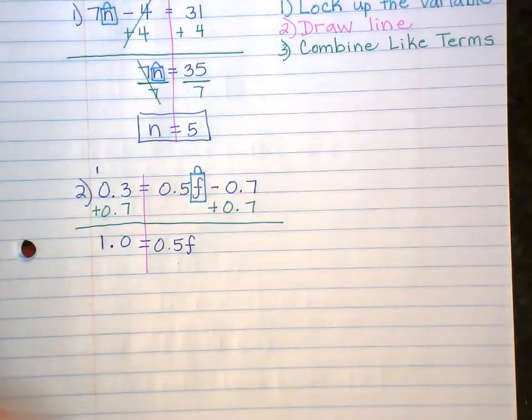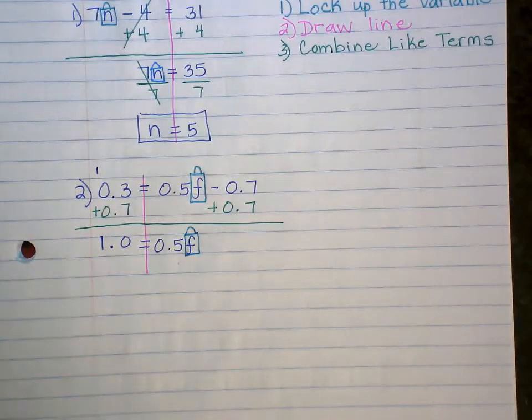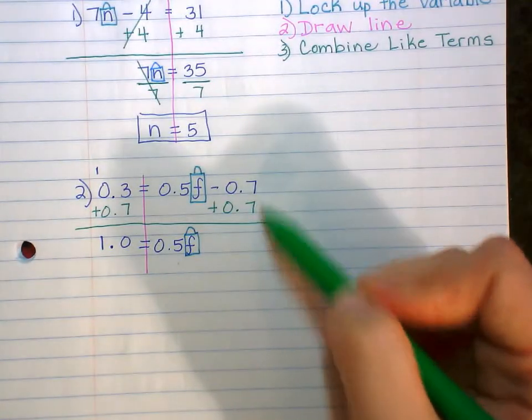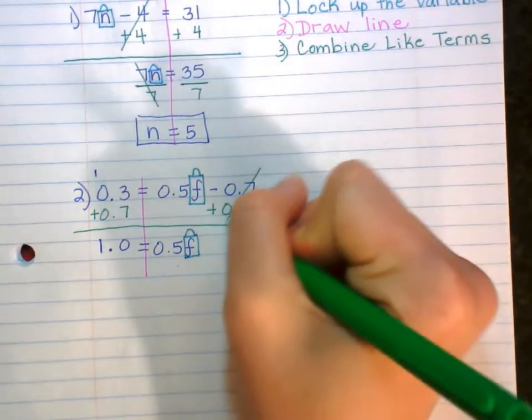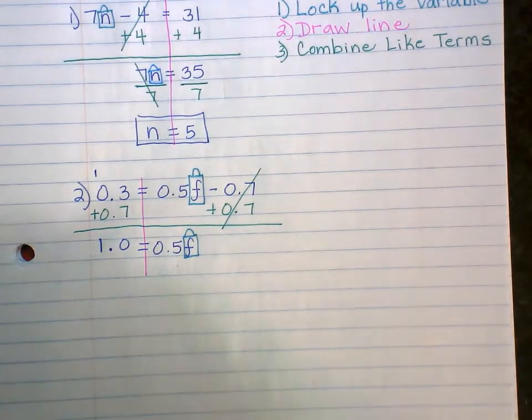0.5f, lock it up, and now negative 0.7 plus 0.7 cancels out. It leaves us with 0. So we're left with 1 equals 0.5f.